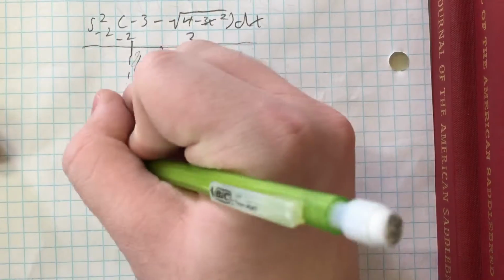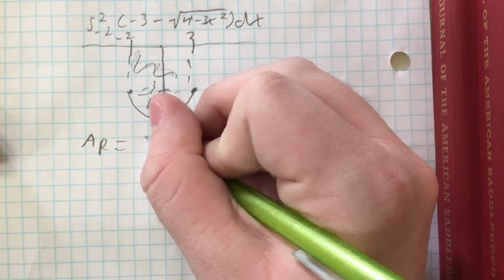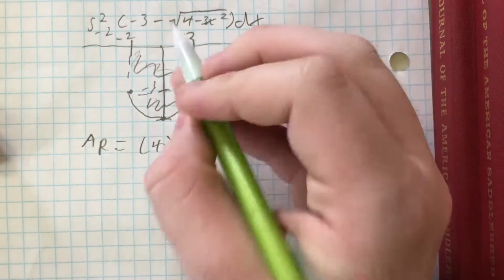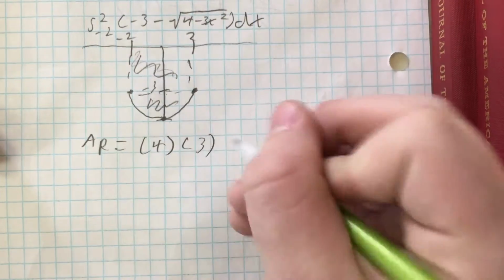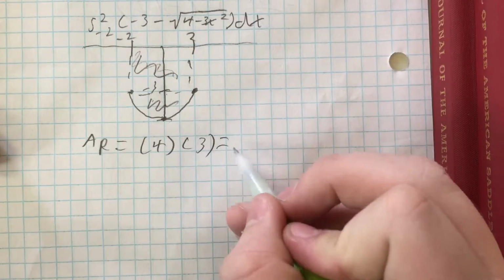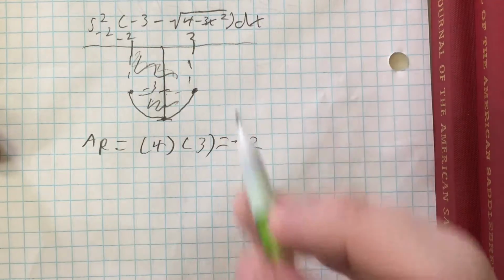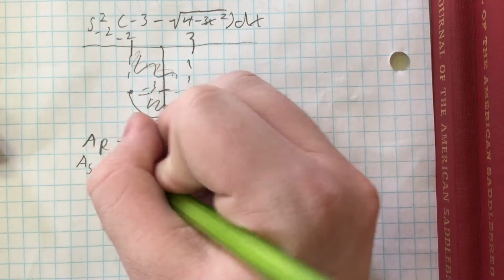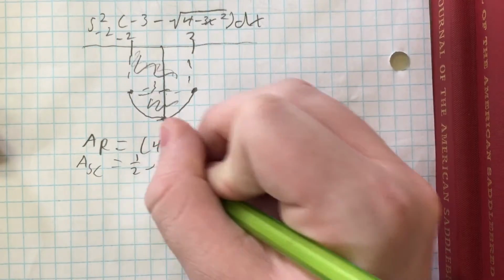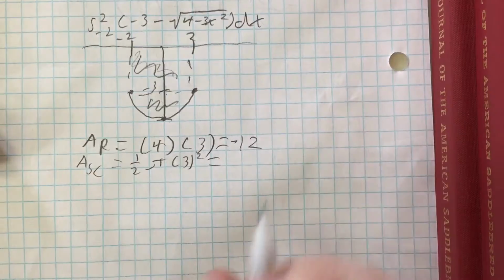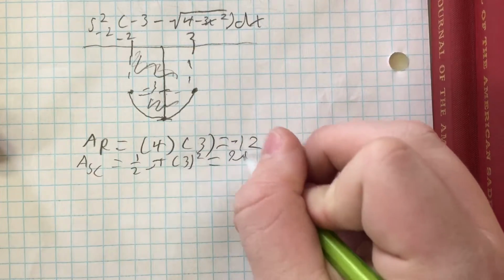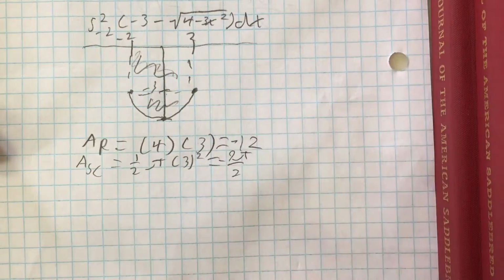So the area of the rectangle is going to equal the distance of our x, which is 4, and then how far we went down, which is 3, and that's going to equal 12, but it's going to be negative since it's below the x-axis. And then the area of our semicircle is going to equal 1/2 pi r squared, which is going to be 3 squared, and that's going to equal 9 pi over 2, which is also negative because it's below the x-axis.